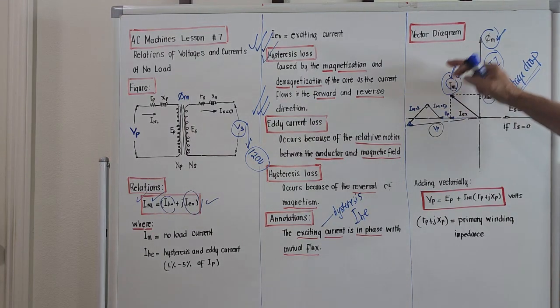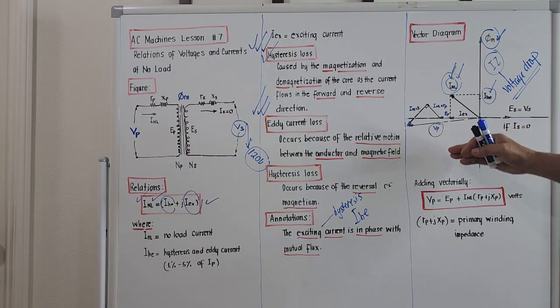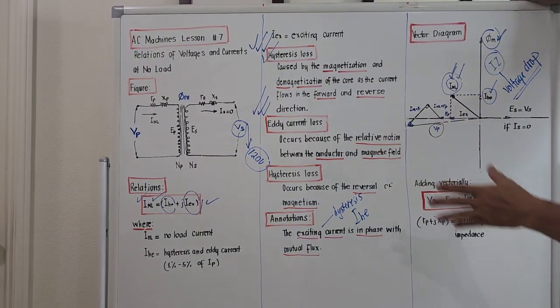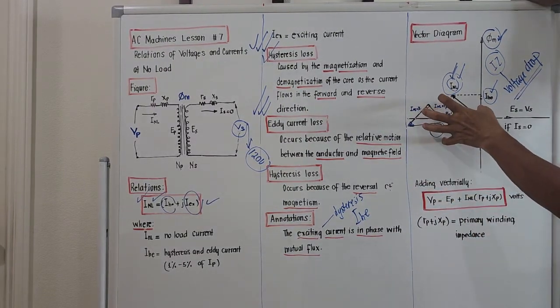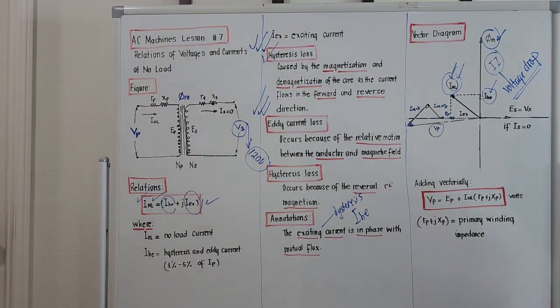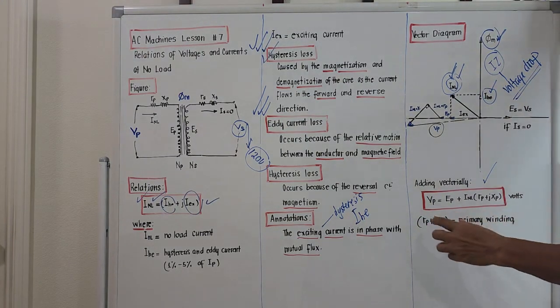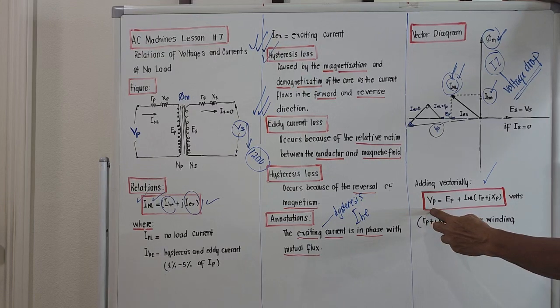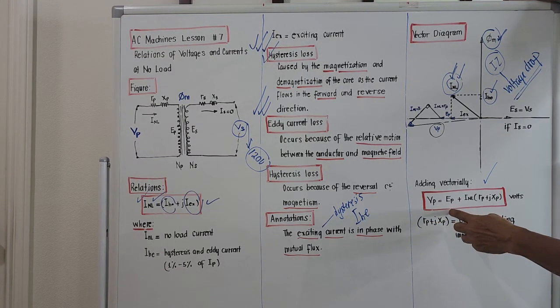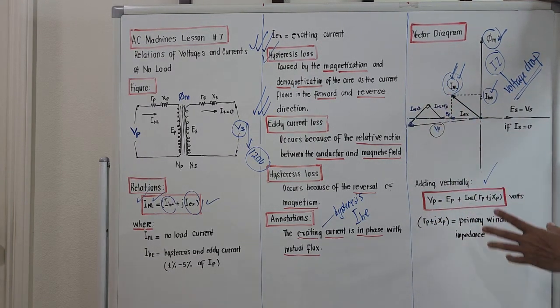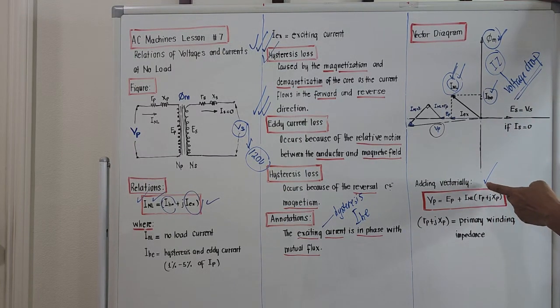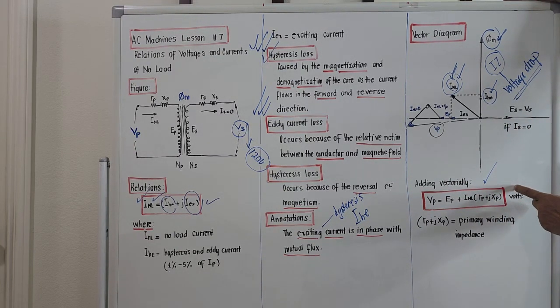What's the significance of this vector diagram? If we try to visualize the vector diagram, it means that this figure here is just this equation here. Meaning, the applied primary voltage is equal to the induced voltage plus the impedance drop due to the so-called R sub P and X sub P. Okay?